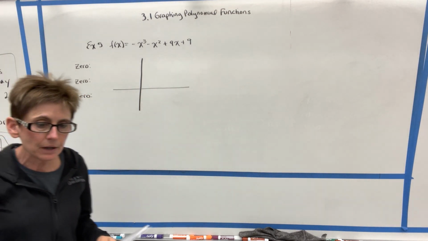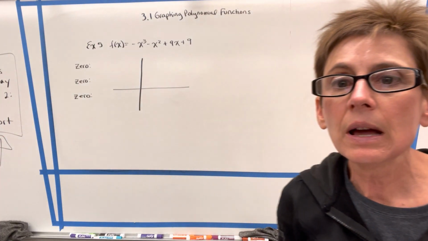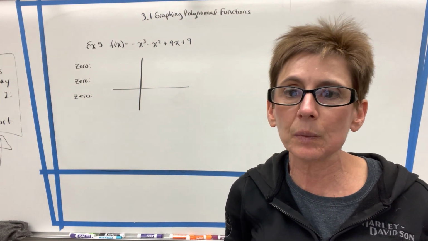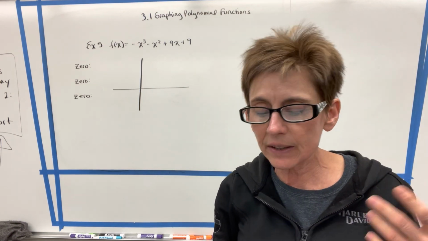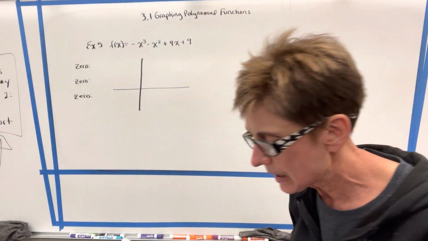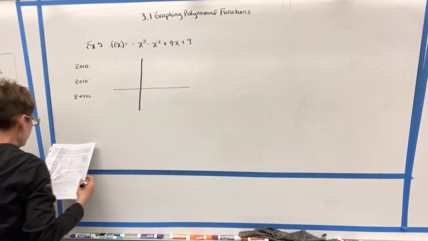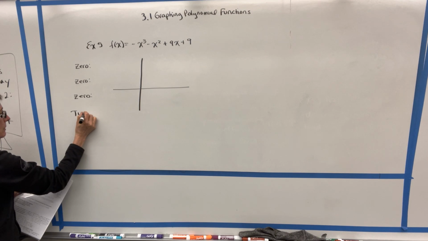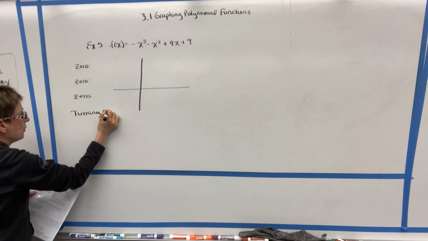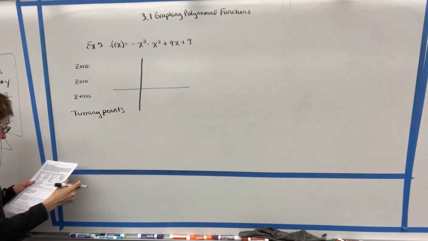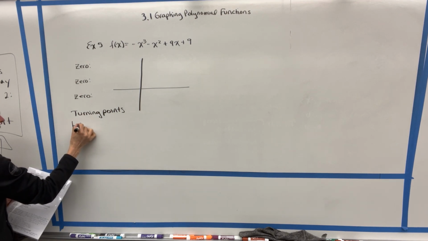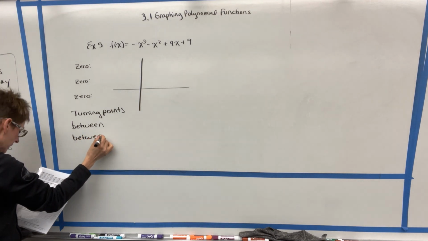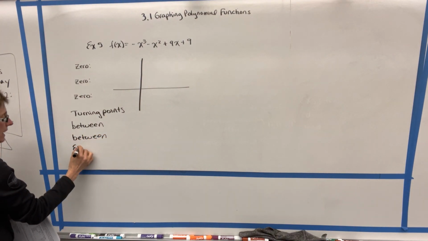Now, I believe that we talked about this last quarter, but zero is a fancy name for saying what is x when y is 0, or what is the solution to this problem. And then turning points means where does the graph change directions? So we'll talk about that in a minute. Turning points is another helpful tool. We want to know what are the turning points. So I'll write this down and we'll fill it in just a minute. And we also want to know the end behavior.